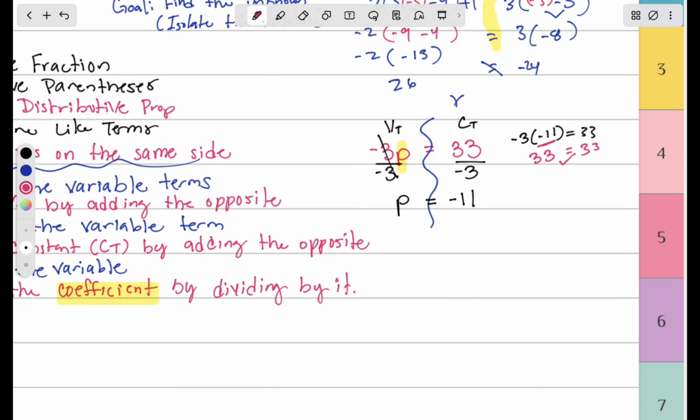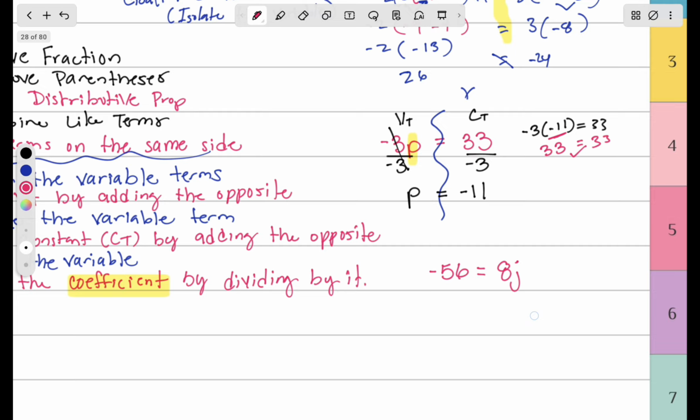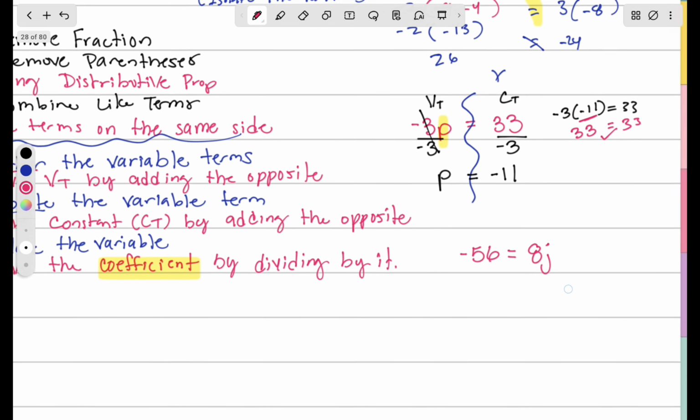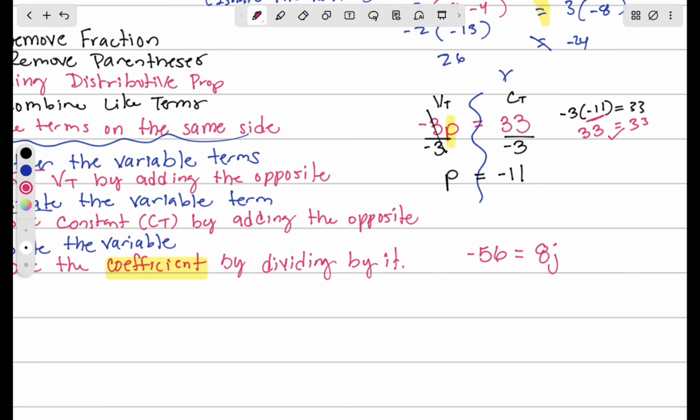So the problem now is -56 equal to 8J. All right. Now, on your test, we just focus on rules 4, 5, and 6. Now, the bonus will be something else, but 4, 5, and 6. So you'll start at rule 4. Let's go ahead and put our stuff at the top. Out of those 3 vocabulary words, what is -56? It is a constant term.